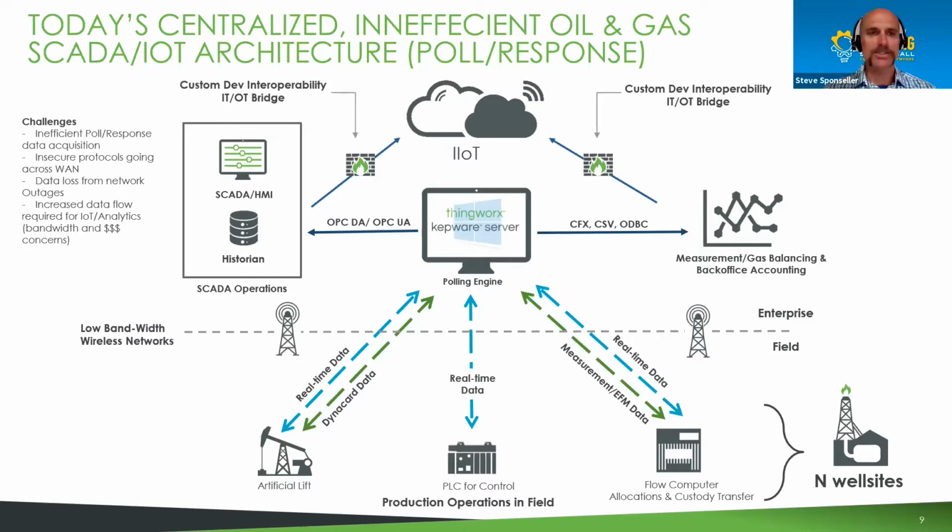This whole architecture, I mentioned the poll response. It's an inefficient way to find out that some data points haven't changed. A lot of those devices out in the field are Modbus. That's an insecure protocol, so that's not great either. When the network goes down, you're operating in the dark. When that low bandwidth wireless network goes down for whatever reason, which happens a lot, that SCADA polling engine's not able to get data from those devices, and you're in a blackout period during that time.